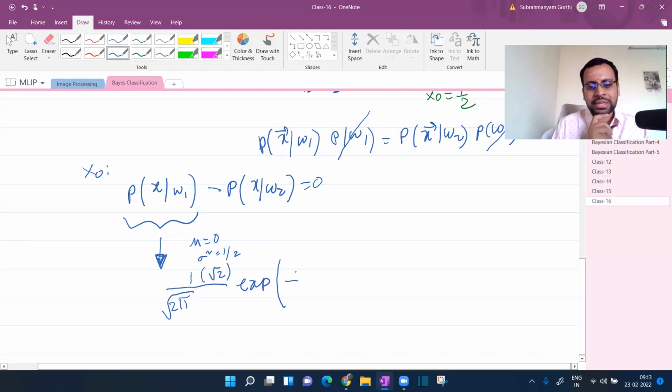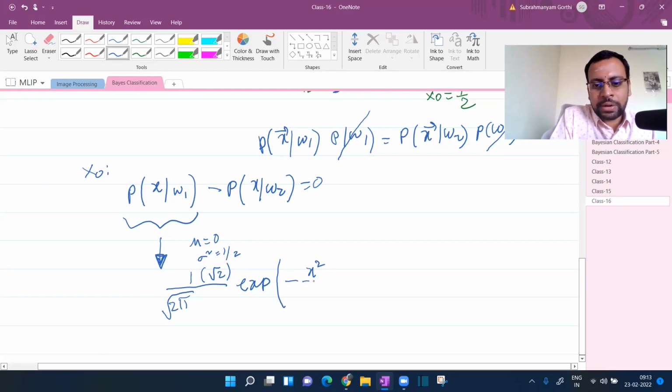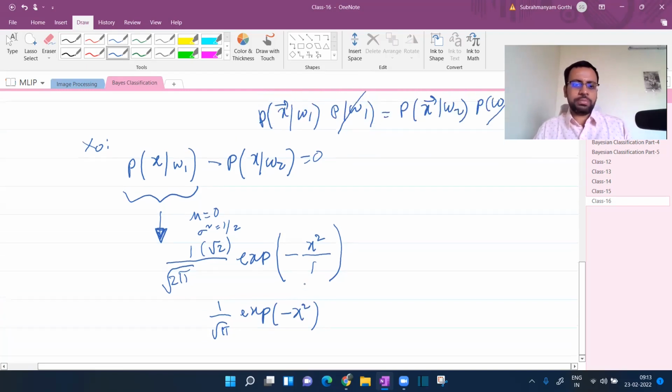What mu is that inside? x minus mu whole square is x squared, divided by 2 sigma square. 2 sigma square means how much is that value? 1. So this is simply x squared. So this root 2 and root 2 get cancelled. So all I am left with here is 1 over root pi exponential of minus x square. That's the distribution here. Correct?